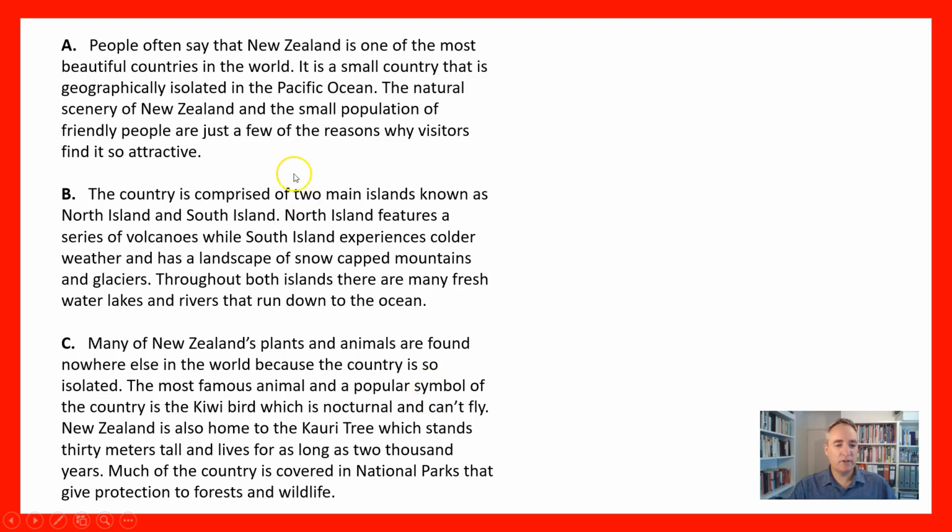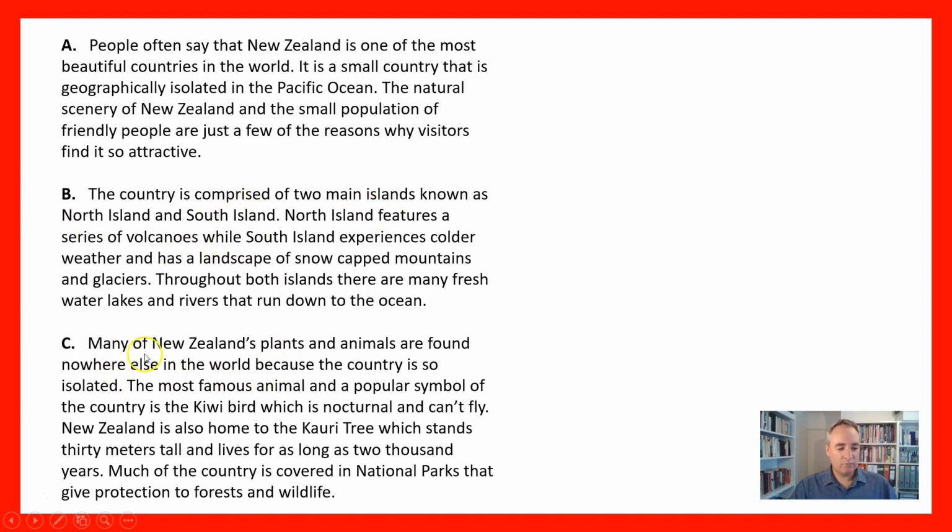So let's move to the example paragraphs. We've got 3 paragraphs that we're going to be focusing on in the next few exercises. We've got our first one that we've already covered. The next one is talking about the 2 main islands known as North Island and South Island. North Island features a series of volcanoes while South Island experiences colder weather and has a landscape. So we're talking really here about the geography. If I was going to make a road map for this, I would probably just write geography here, and I might underline North and South Island.